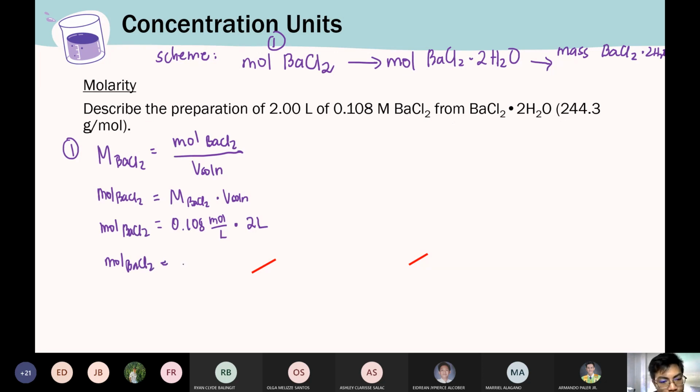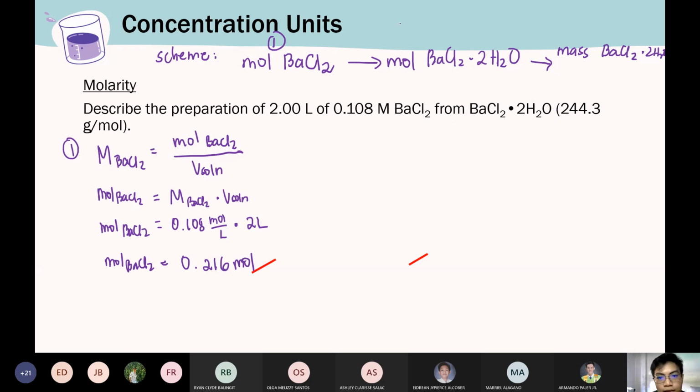So the answer for the mole of barium chloride is what? That is 0.216 moles. Okay? So that is the mole of barium chloride. But that is not the final answer. Pag sinabi kasi preparation, kailangan may mass. Okay? So, yan. So, tapos na tayo sa first part, no? So, hinanap natin yung mole ng barium chloride. Ngayon, we need to convert that into barium chloride dihydrate. Ba't kailangan i-convert? Kasi dito galing yung solution natin.